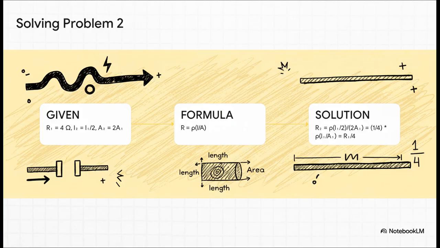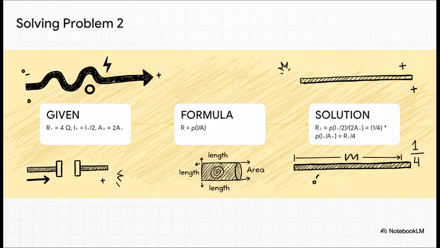First, what are we given? The initial resistance, R1, is 4 ohms. The new length, L2, is half the original, and the new area, A2, is twice the original. Our formula is the big one, R equals rho L over A. Now for the solution. We're looking for R2. We plug in our new values. We have L1 over 2 on the top and 2 times A1 on the bottom.